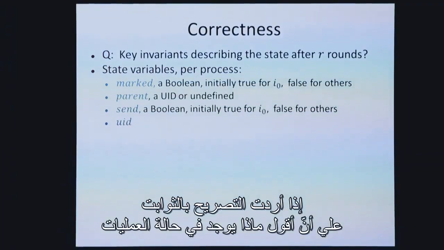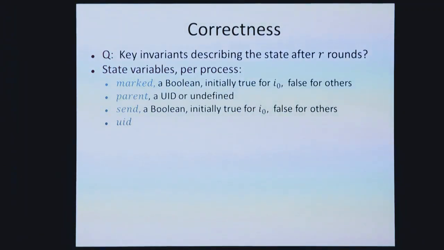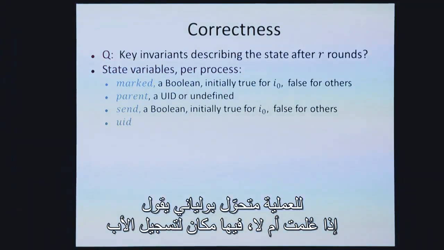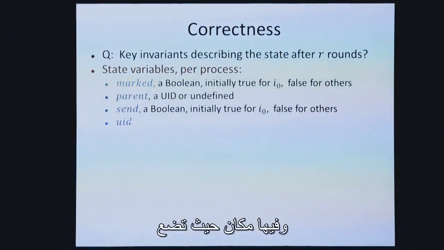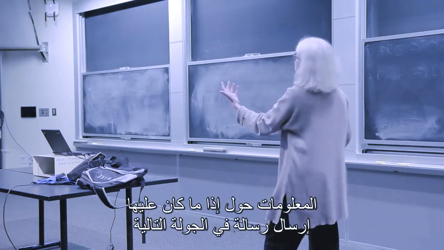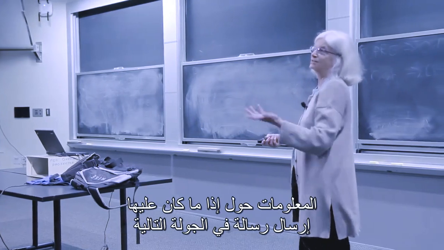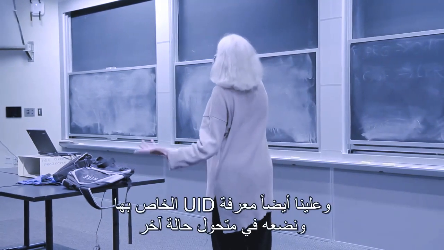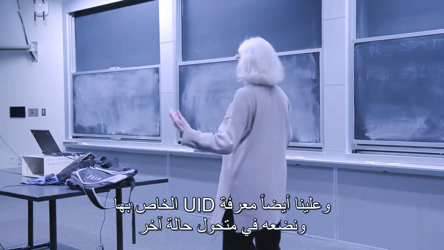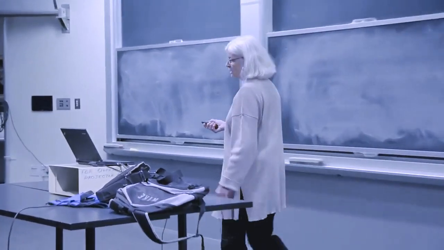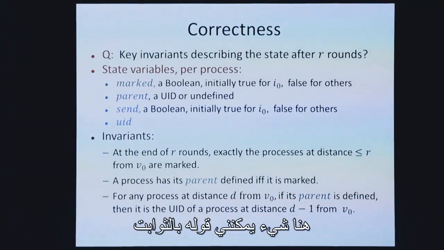So to state the invariant, I have to kind of say what's in the state of the processes. So, all right, what can we say? So the process has a Boolean that says whether or not it's marked. It has a place to record a parent. And it has some place where it puts information about whether it's supposed to send a message at the next round. And it also should know its UID, so I'll put that in another state variable.